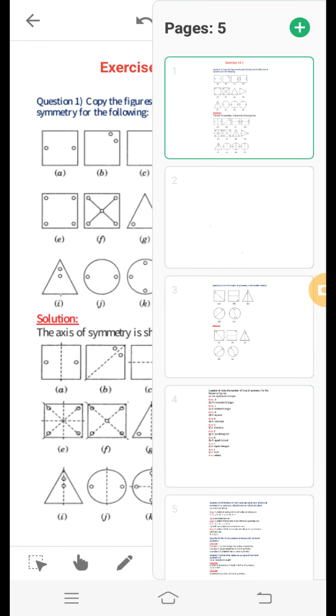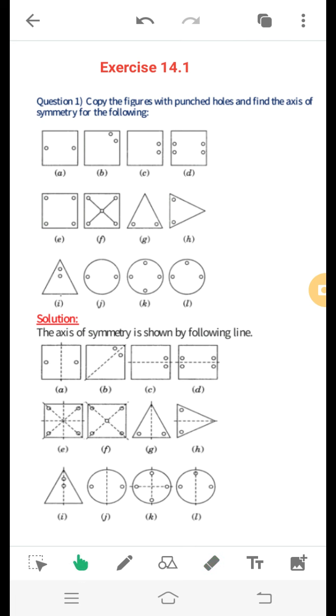Let us start with the exercise examples. Question 1. Copy the figure with punch holes and find the axis of symmetry for the following. Shapes are given, we have to draw the line of symmetry. First shape is given, two holes are given. So we have to draw the line of symmetry like this. Means from here, if we fold, the shape exactly overlaps and both the parts look equal.